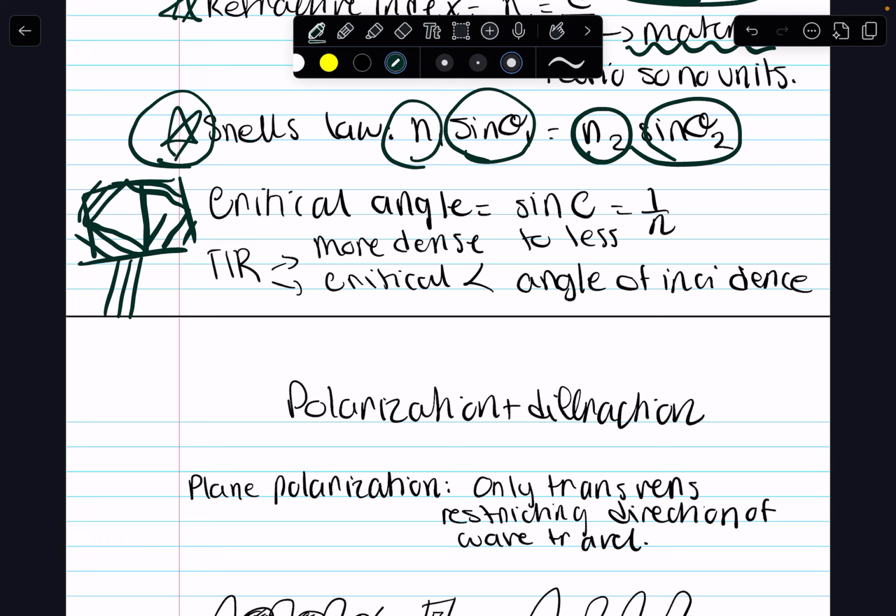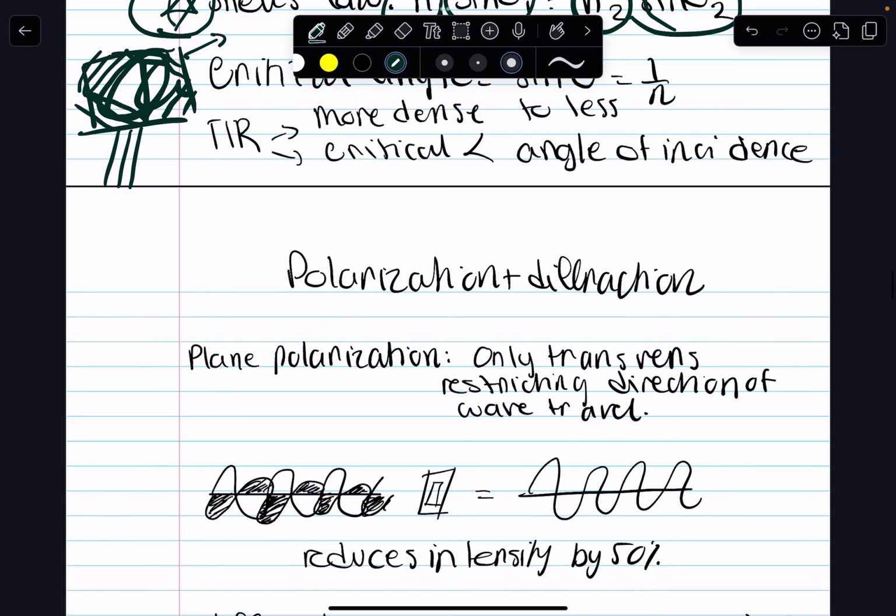So for total internal reflection, you need two properties. One, it goes from a more dense medium, so glass to air, or water to air, or oil to water, whatever. And then your critical angle should be less than the angle of incidence.